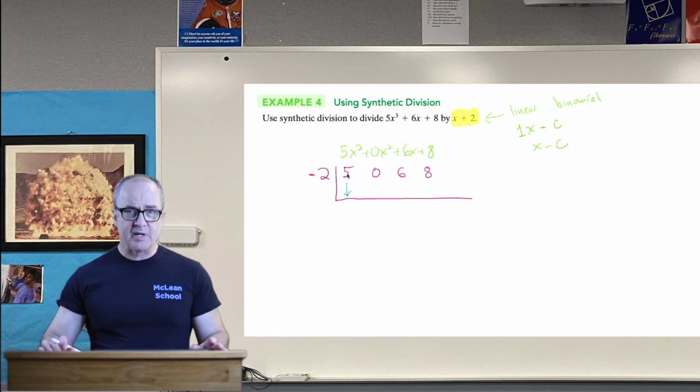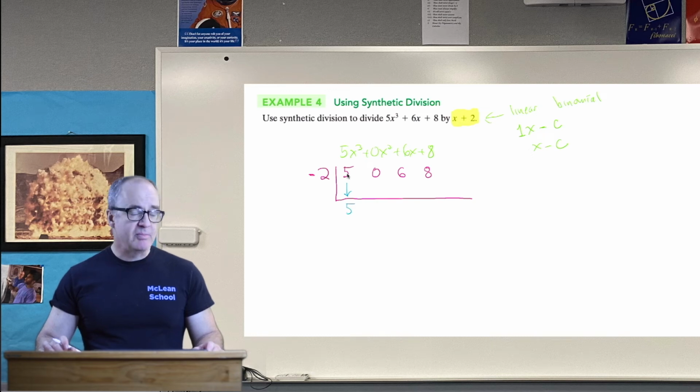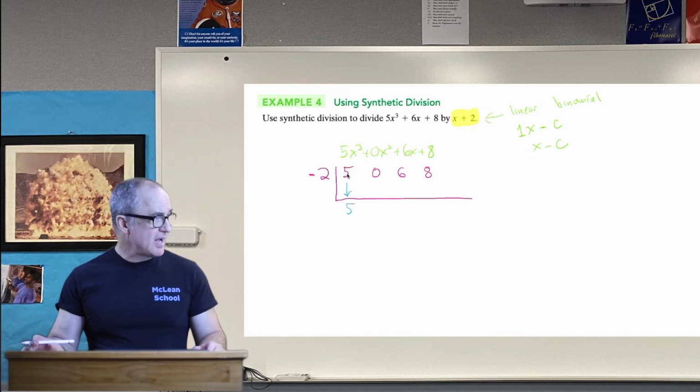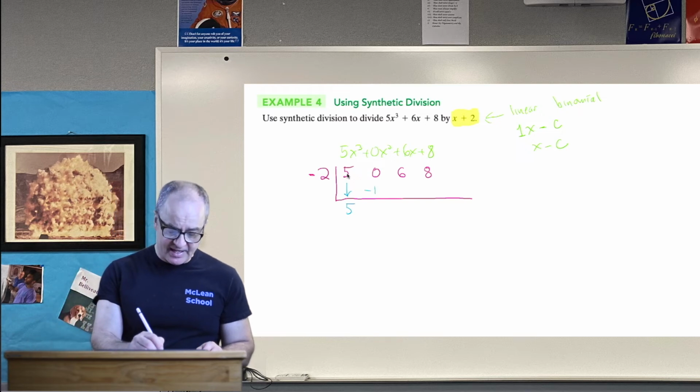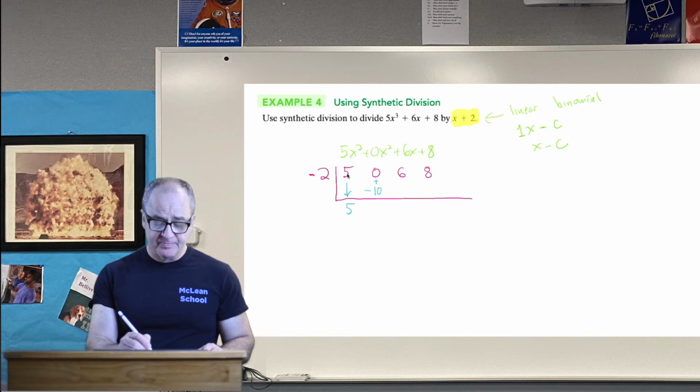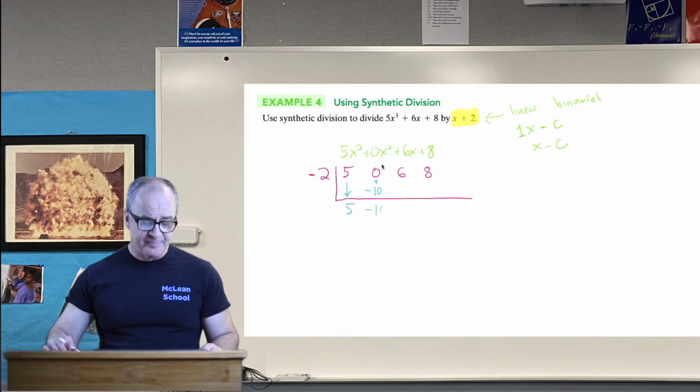Don't change it, don't do anything else, just bring it down. Then we multiply that first coefficient by this negative 2 here. So negative 2 times 5, that gets me a negative 10. Then I add this column. 0 plus negative 10 still leaves me with negative 10.